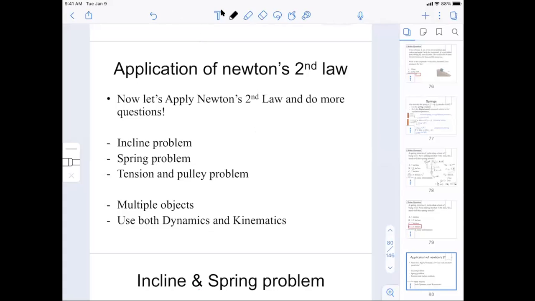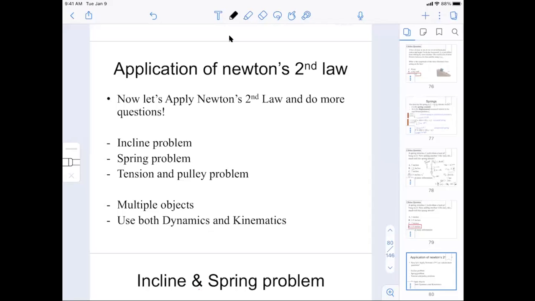Any questions? If you don't have any more questions, we can move on to do a problem together, okay? So now let's apply Newton's second law and do more questions, because now we know how to calculate these forces, various spring force and kinetic friction or static friction. So you'll see the type of problems, and I kind of break it down, say an incline problem, but it's really just the physics behind it. They're all connected, right?